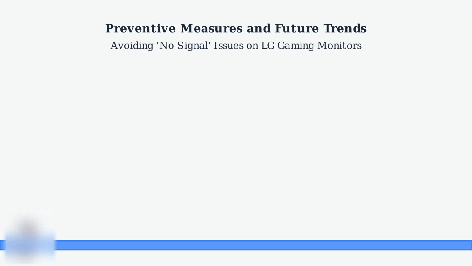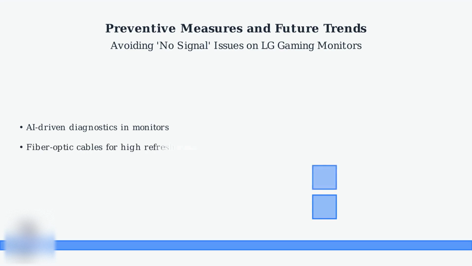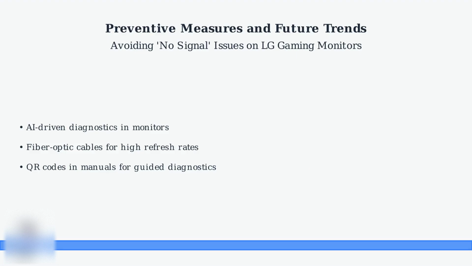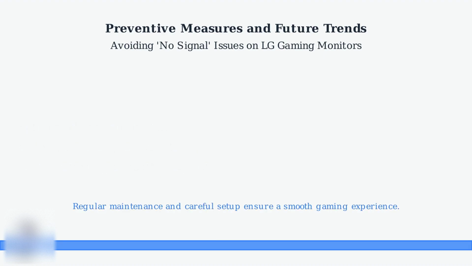Looking ahead, future trends in LG gaming monitors include advanced technologies to reduce troubleshooting. AI-driven diagnostics built into monitors can predict and automatically fix no-signal issues using machine learning. Fiber optic cables are emerging for higher refresh rates, providing zero latency and better signal stability. As of 2025, LG user manuals include QR codes for guided diagnostics, making troubleshooting easier for users. By following these preventive measures and staying aware of future trends, you can maintain a reliable gaming setup.